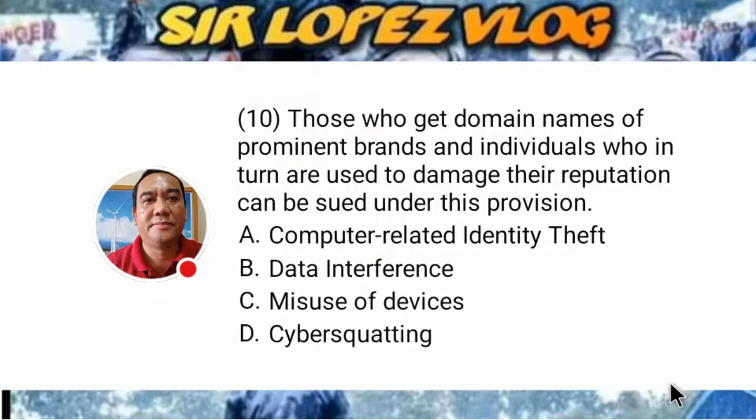Number 10, those who get domain names of prominent brands and individuals who in turn are used to damage their reputation can be sued under this provision. A, computer-related identity theft. Letter B, data interference. Letter C, misuse of devices. Or letter D, cybersquatting.